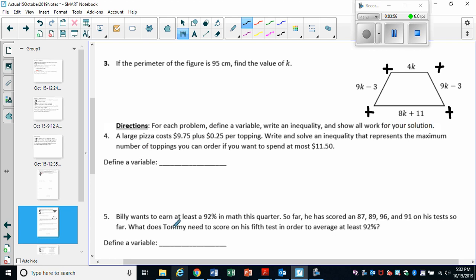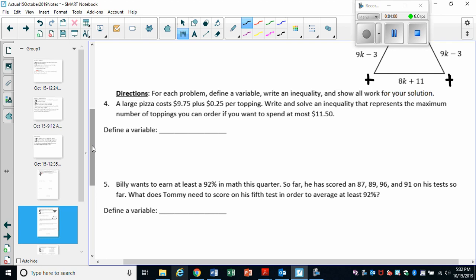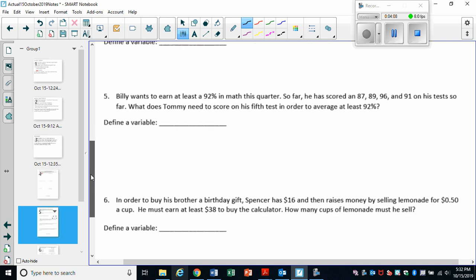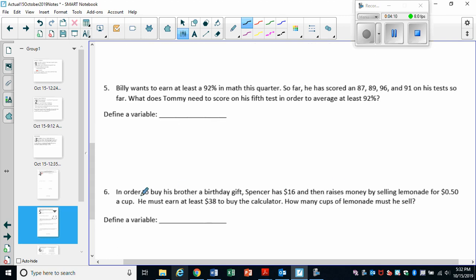Number 5 is the same way. Again, look at your notes from last week or the week before. It was within the last week and a half. We did problems exactly like 4 and 5. Number 6, also the same. Again, for your variable, try to determine what you are trying to find.